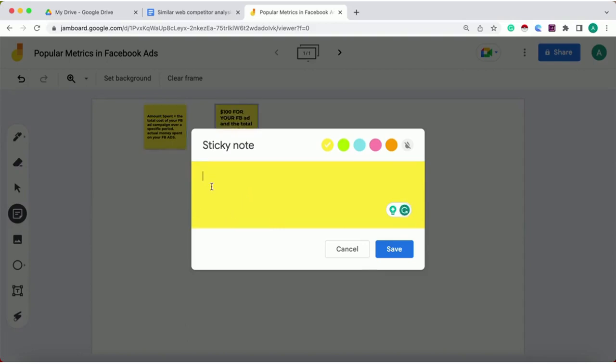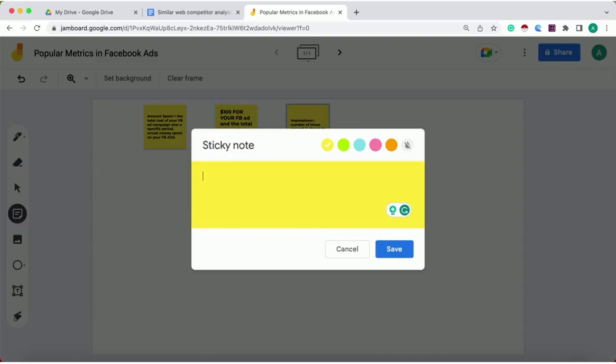Now let's come to what are impressions. Impressions are the number of times your ad is shown to Facebook users or to your audience. Each time your ad appears on a user's screen, it counts as one impression, regardless of whether the user interacted with the ad or not. Let us understand this with an example.